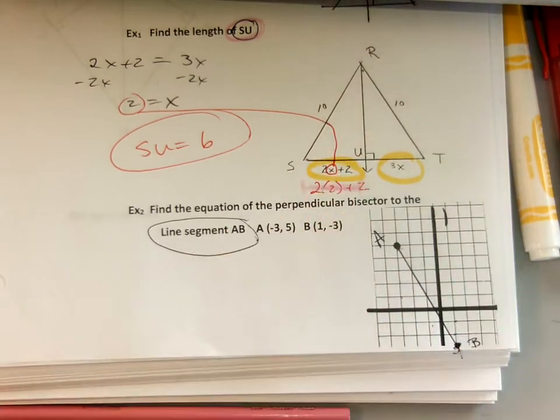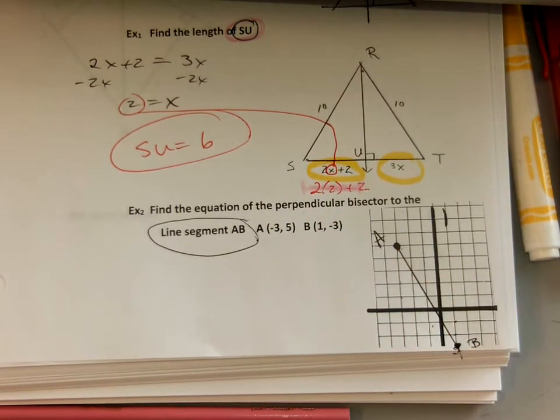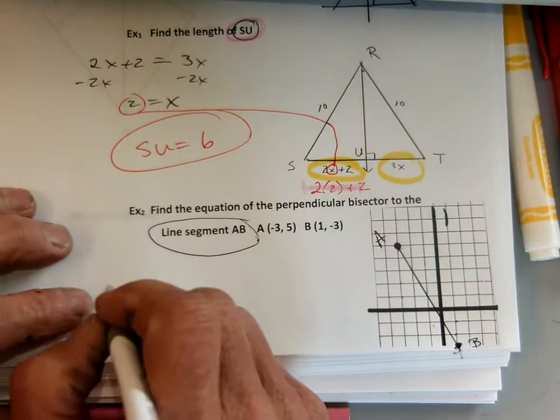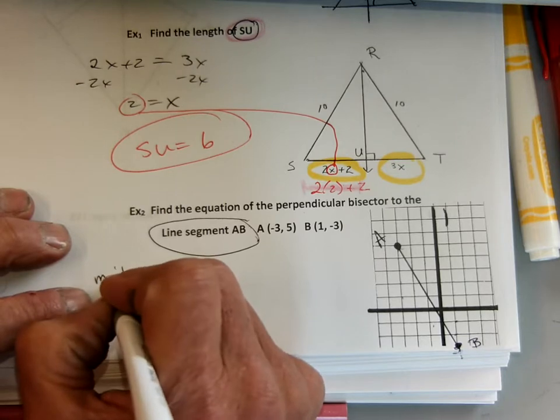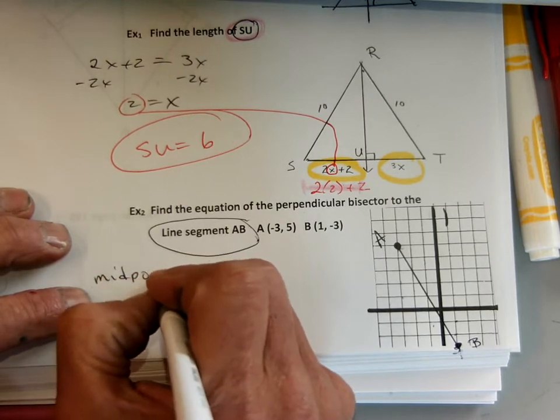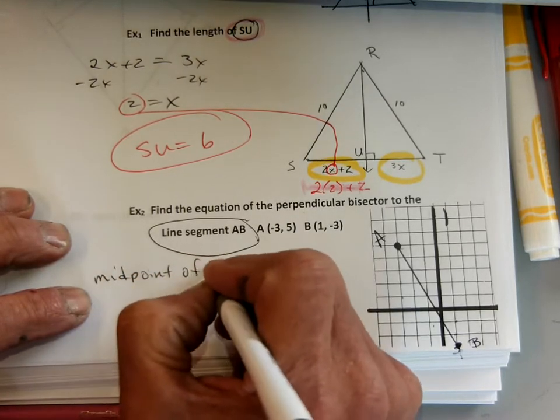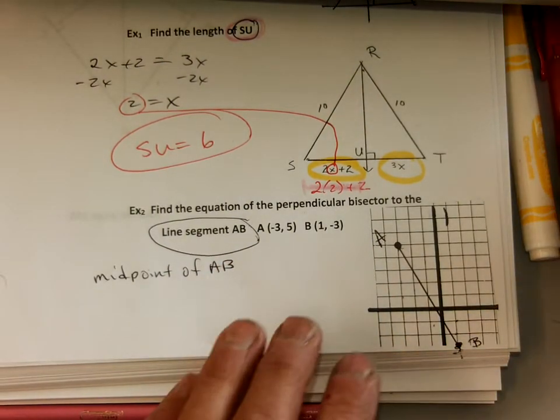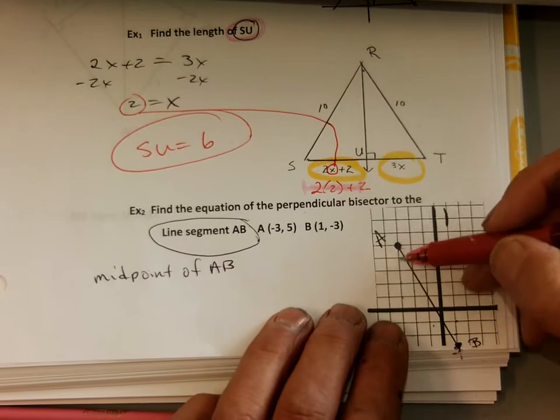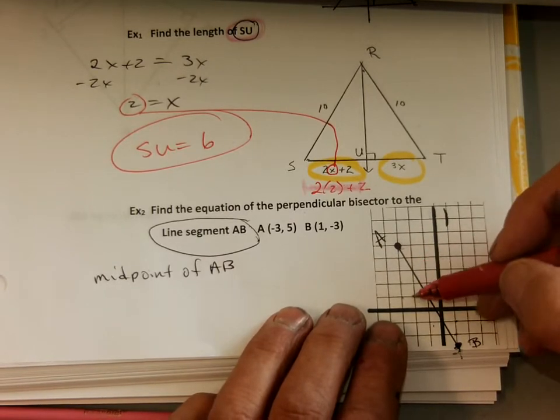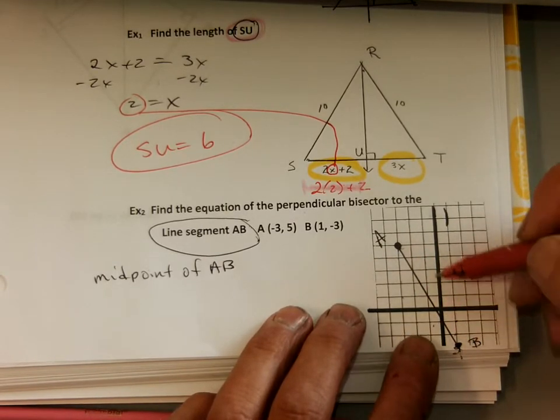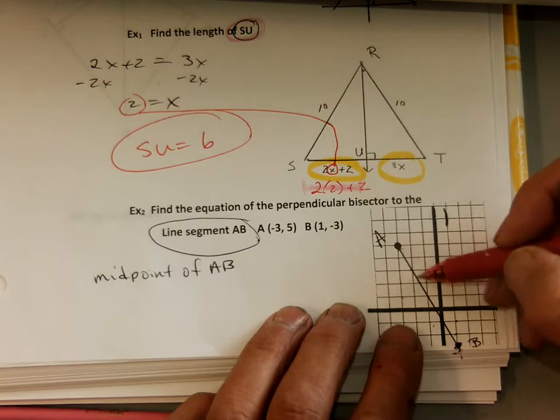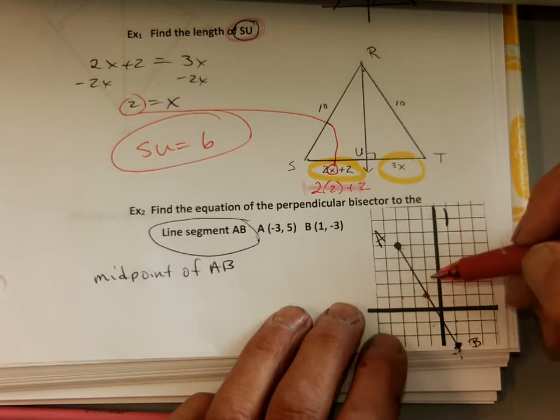Alright, good. So a line segment has a length. If it's got a length, it also should have a midpoint. So let's find the midpoint of AB. Let's see if I can do that. Well, I know it goes down 2 over 1, down 2 over 1, down 2 over 1, down 2 over 1. Let's see, I think the midpoint would have to be right there.